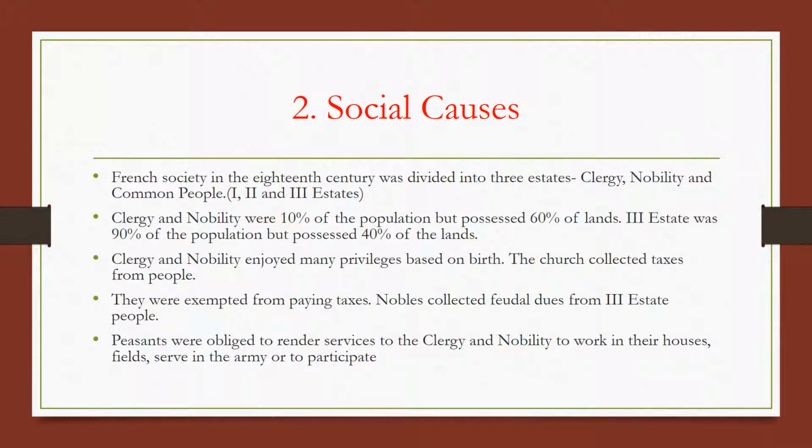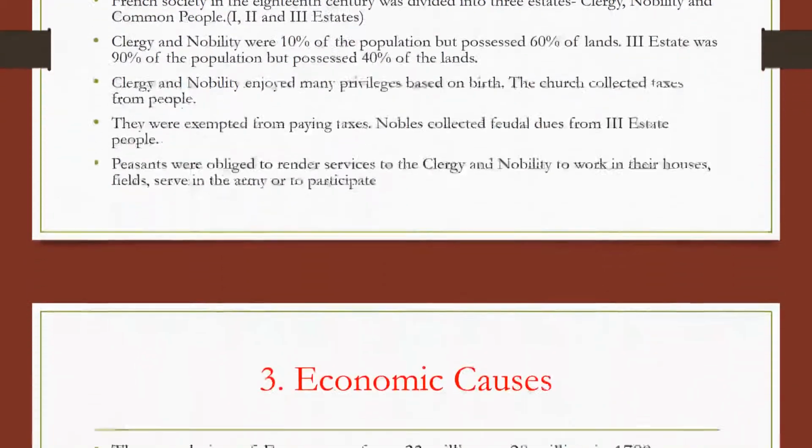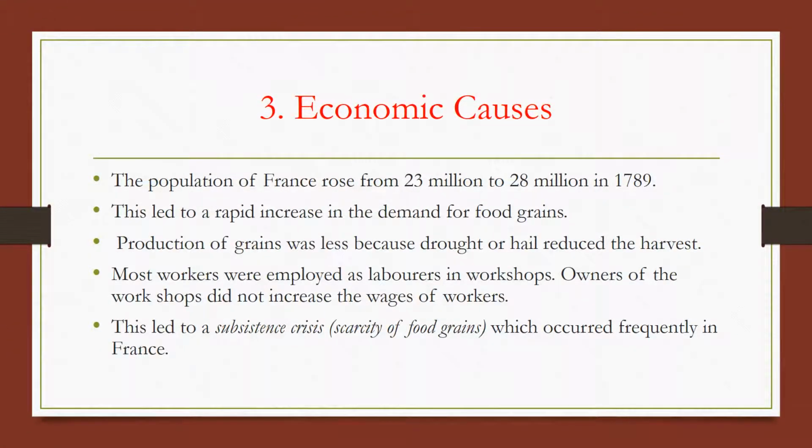The church collected taxes from people. They were exempted from paying taxes. Nobles collected feudal dues from 3rd estate people. Peasants were obliged to render services to the clergy and nobility, to work in their houses, fields, serve in the army or to participate. Now let us look at the economic causes.